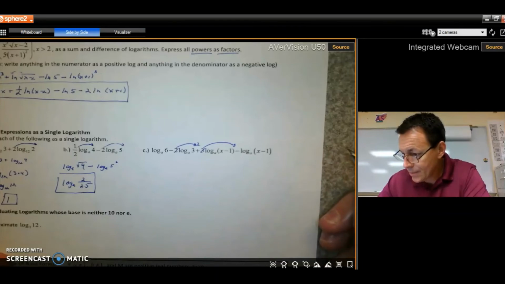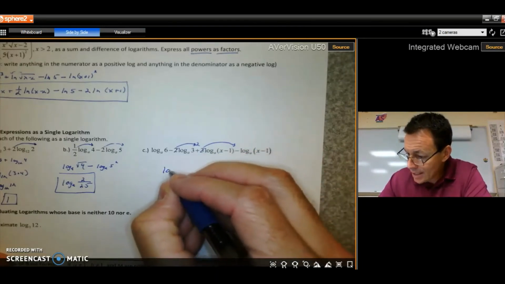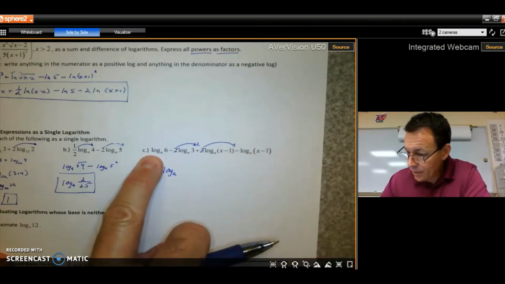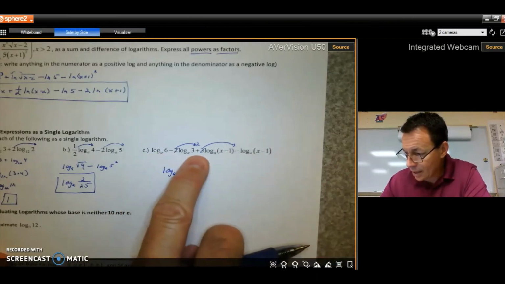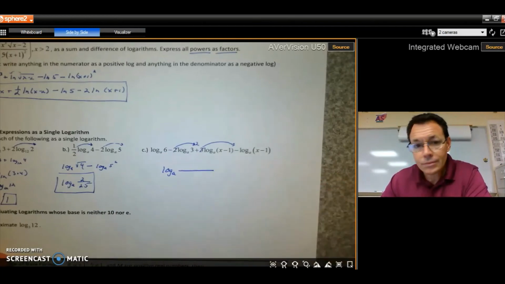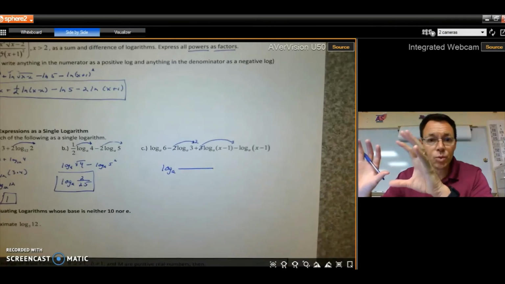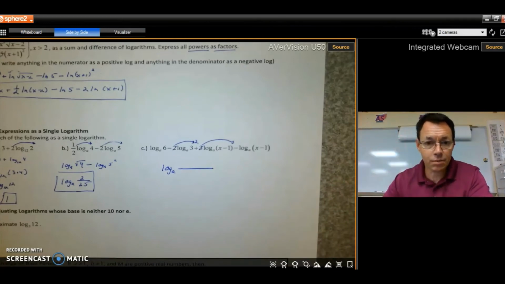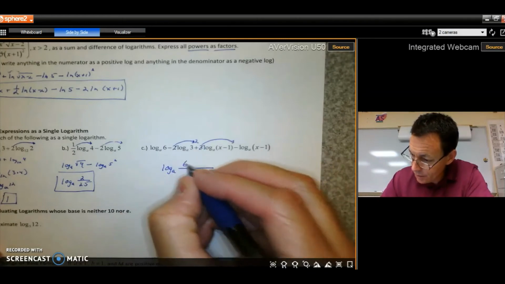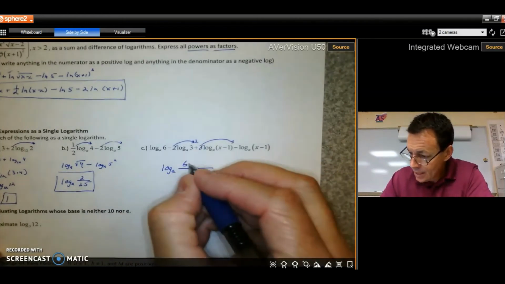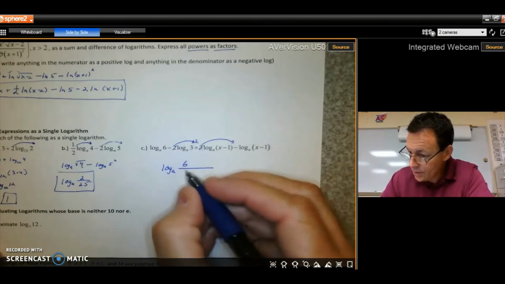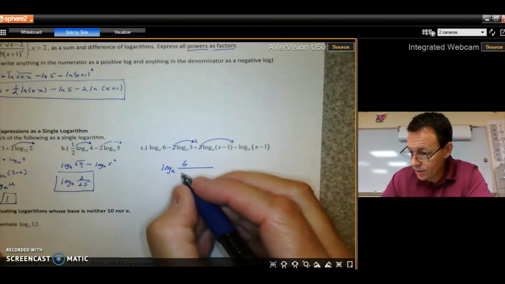Alright, that's it. Now, I'm going to write this as a single log, log base A. I've got a positive logarithm, I've got a negative logarithm, I've got another positive, and I've got another negative. So I'm going to have a fraction over here. Anything that's positive is going to be in the numerator, and anything that's negative is going to be in the denominator. So this 6, because this is a positive logarithm, is going to be in the top. This minus log of 3 squared is going to be in the bottom. So that's 3 squared, so that's a 9.